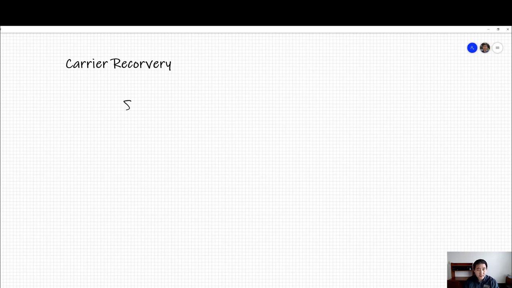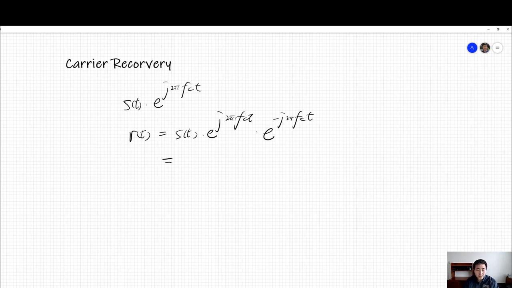Mathematically, we have a signal x(t) multiplied by e to the power j 2 pi fc t. That is the upconversion step. And then at the receiver side, we receive a signal r(t). Suppose it's ideal, s(t) times e to the j 2 pi fc t. We will multiply by e to the power negative j 2 pi fc t. That is the down conversion back to DC. So the ideal case is back to s(t). Now the carrier is fc here.